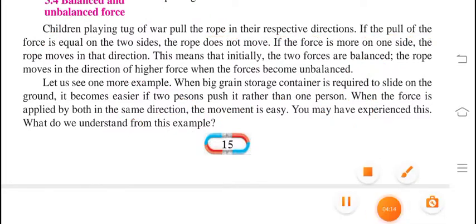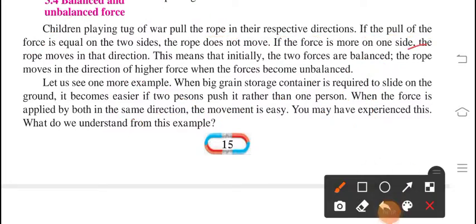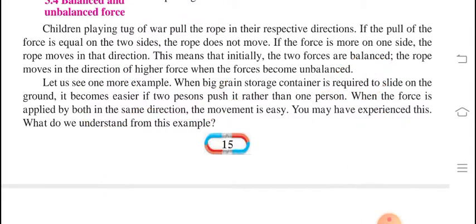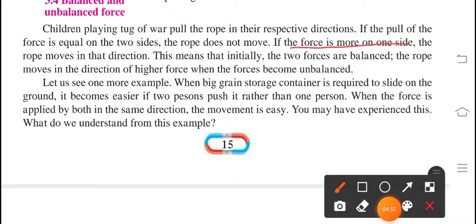Okay, if the force is more on one side, the rope moves in that direction. The rope direction will go on that side. Suppose in this direction the force is much more, then the rope will fall on this side itself. Okay, so if the force is more on one side, the rope moves in that direction.